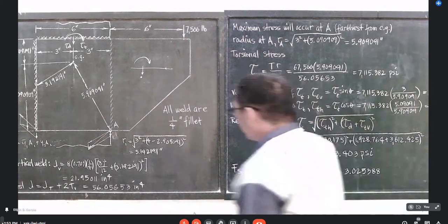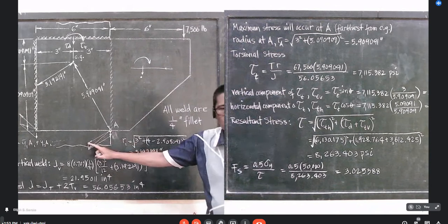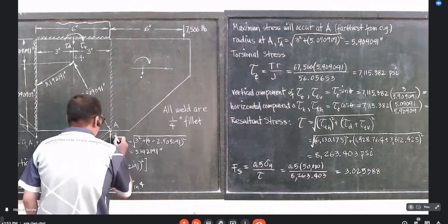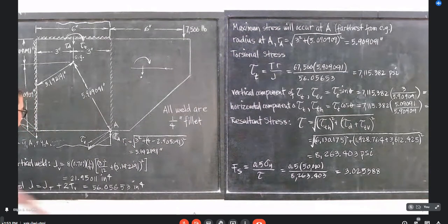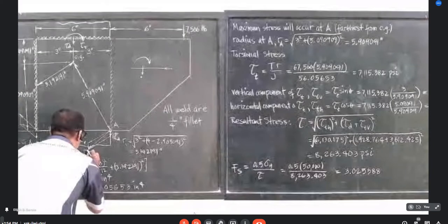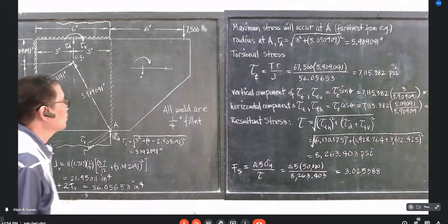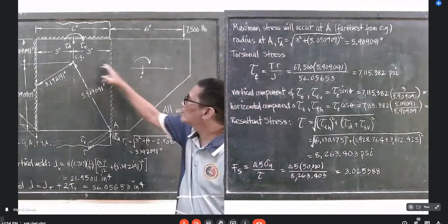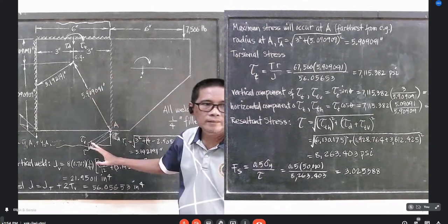Okay. So the next question here is actually to determine the resultant. So we have here the TR over J. This is our twisting. This is our direct. And this is our resultant. Okay? To simplify it, I have drawn this separately so that we can analyze it.